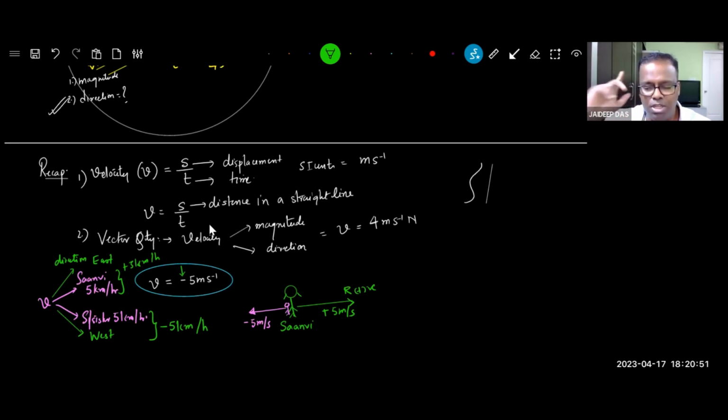Velocity is speed in a given direction by time. Velocity is speed plus direction, not magnitude. Speed plus direction. Yeah, sorry, Shreyas, your question, please.